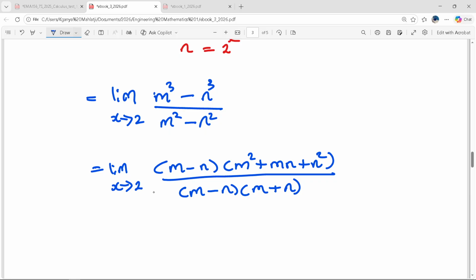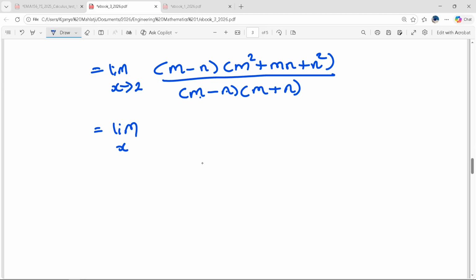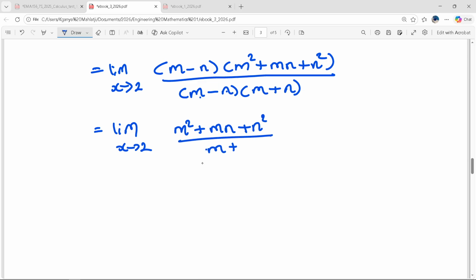It's (m − n)(m + n). That's how we factorize a difference of two squares. Therefore you'll have the limit as x approaches 2. This one is going to cancel out this one, then you'll have (m² + mn + n²) over (m + n).